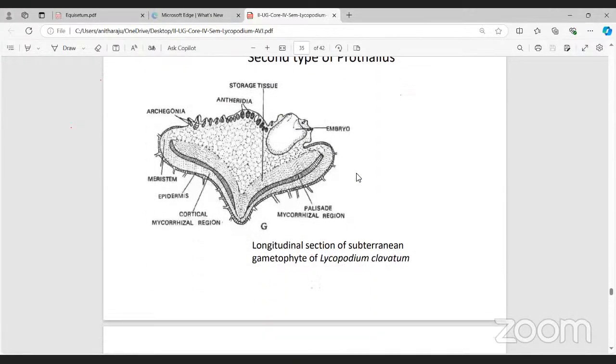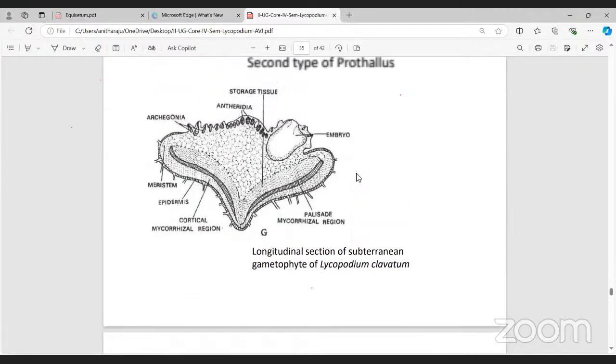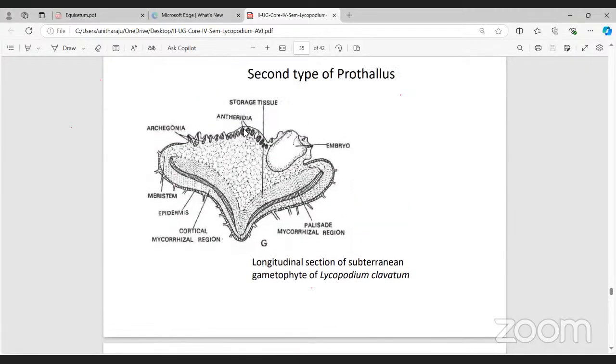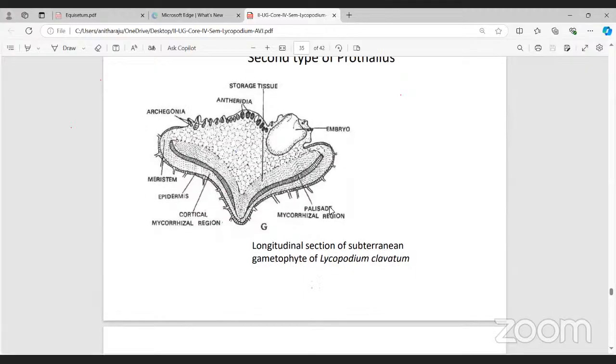This is the second type. We can see the antheridia here, and these are the archegonia. After fertilization, the embryo forms here. This is the structure.